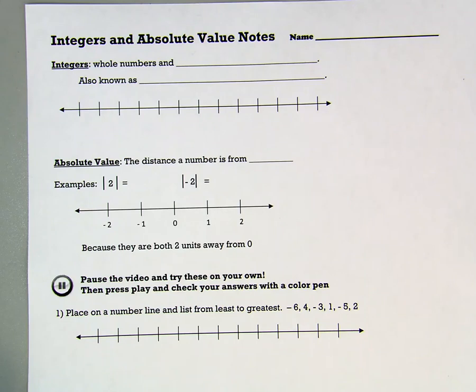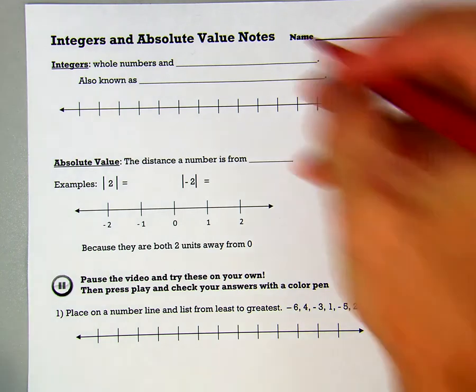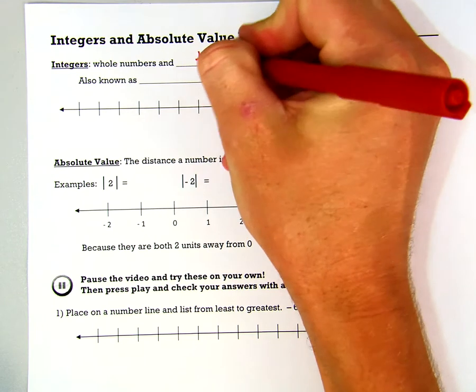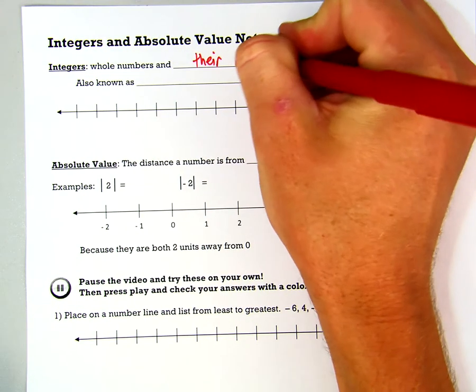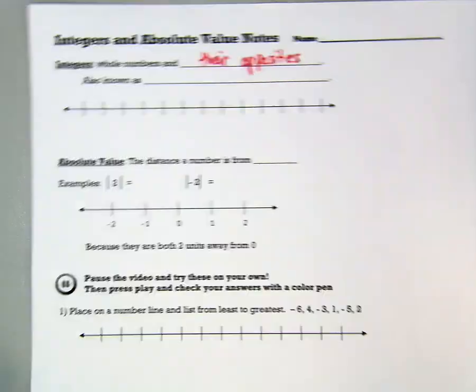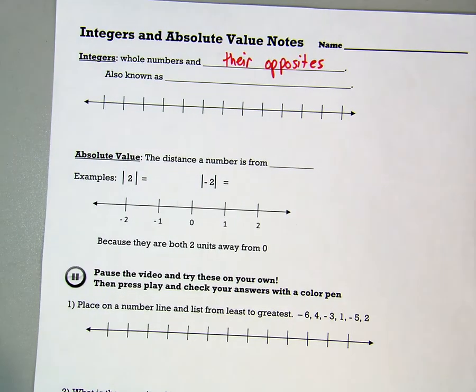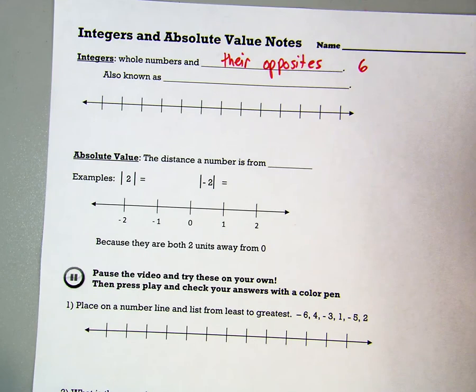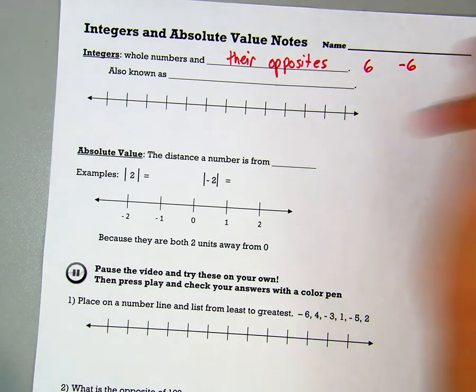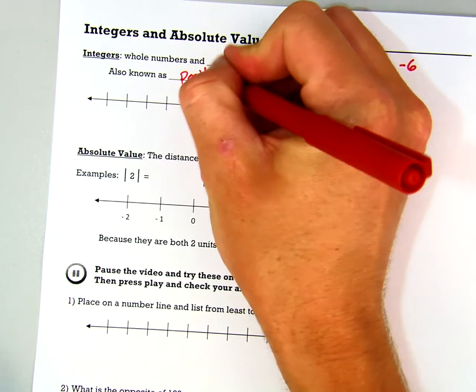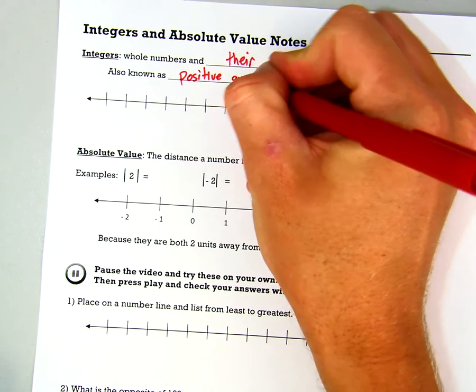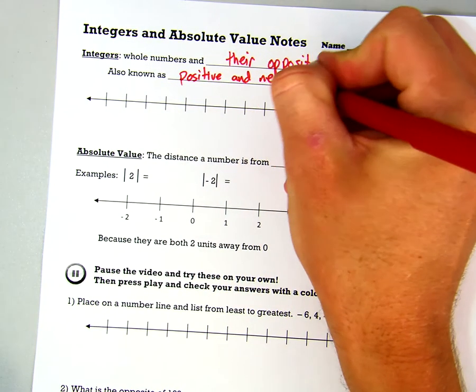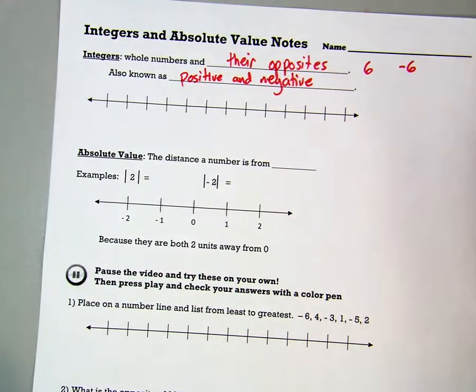Today's lesson is on integers and absolute value. First thing we're going to go ahead and do is fill out our definition of integers, and it is whole numbers and their opposites. And by what we mean with that is if we take a whole number of 6, the opposite of 6 is negative 6. So it's also known as positive and negative whole numbers.